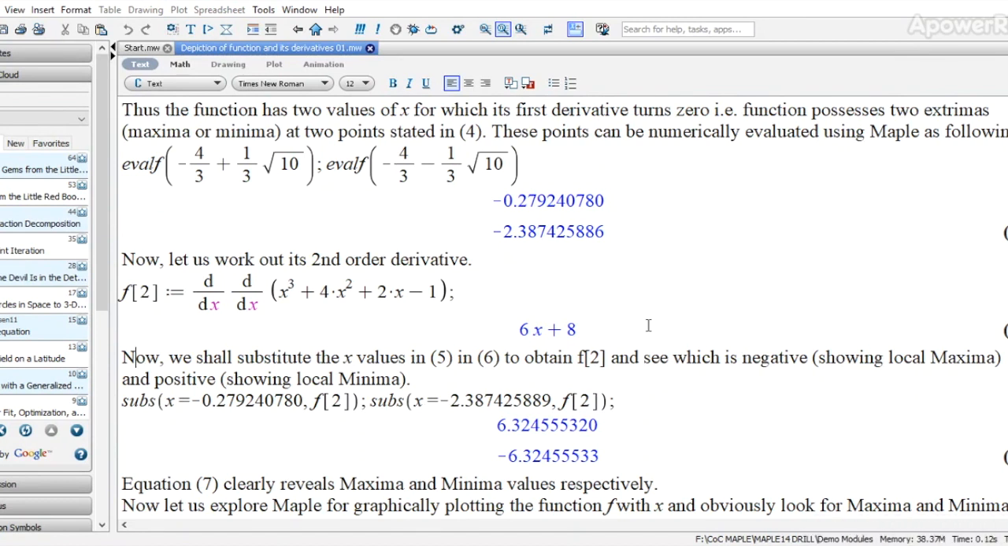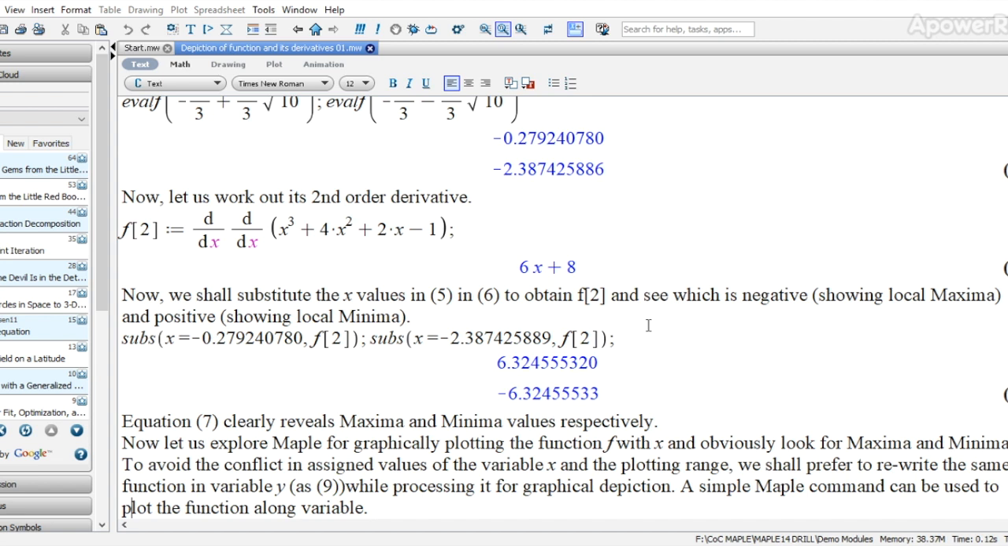If the result is positive, it means that the function has minima, and if the result is negative, it means it has a maximum. So here it clearly appears in equation number 7 that the first point pertains to minima and the second point to maximum.